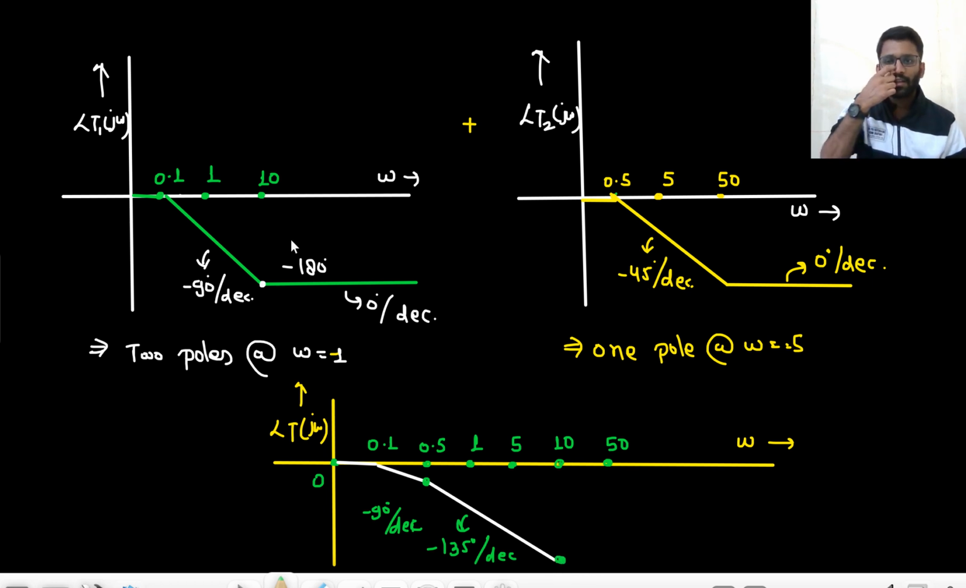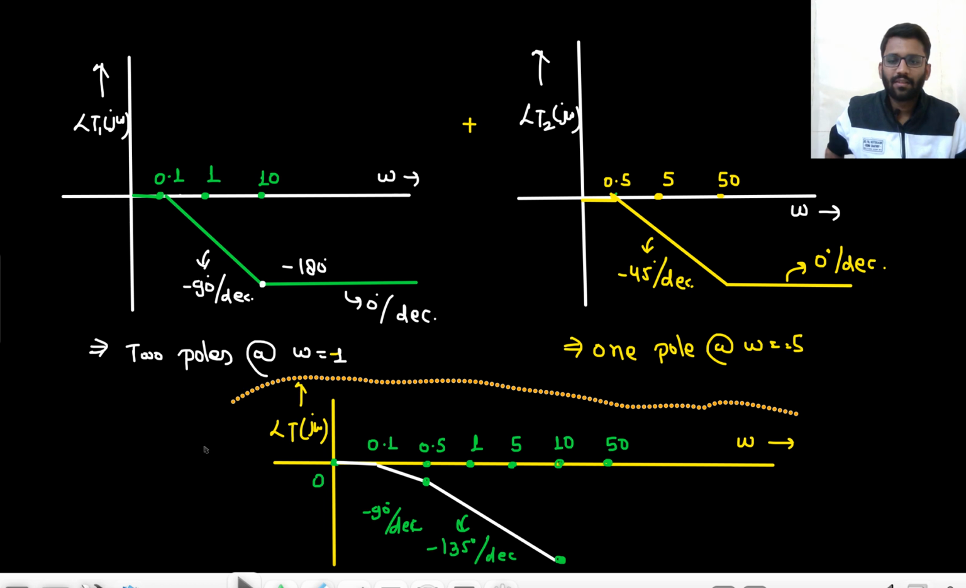From 10 to 50, this is 0 degree, and this is minus 45. So you will have minus 45 slope now. Now, how can I make it? I will make it on the next page only. Okay, I will take it to the next page. There I will make it.